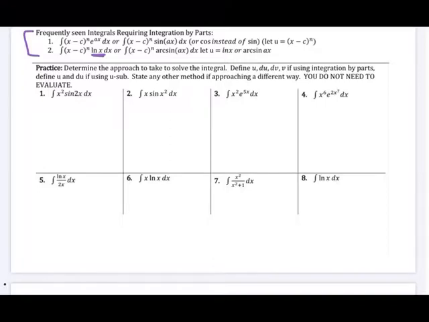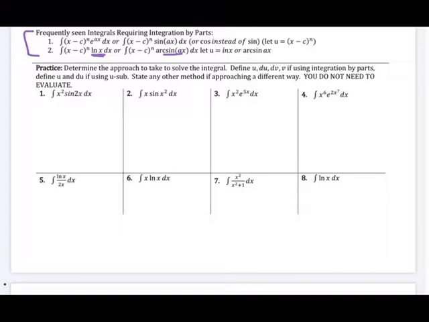Similarly, we don't know how to integrate arcsine. We know how to take the derivative of arcsine, but we don't know how to integrate it. So if you're seeing arcsine or you're seeing natural log, that is an indicator that maybe if regular U substitution doesn't work, you're going to need to use integration by parts.